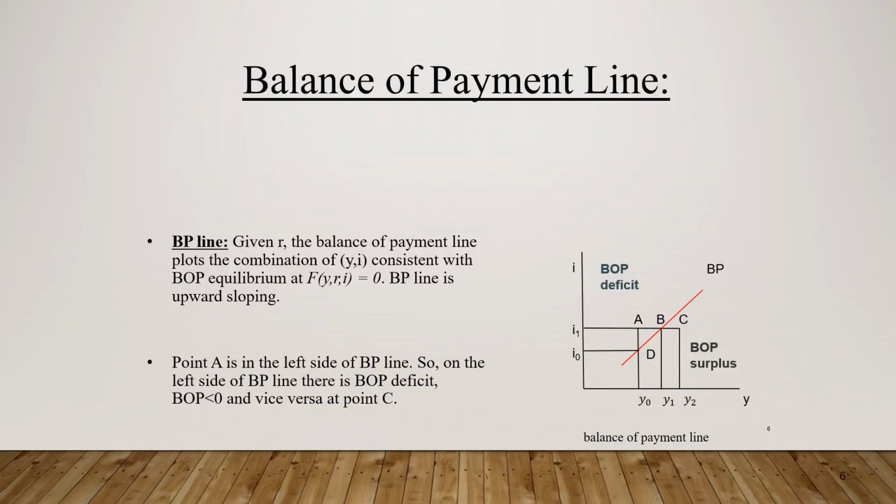Balance of payments line. Given the exchange rate, the balance of payments line plots the combinations of exchange rate and interest rate. Consider BOP equilibrium at f of y, i equal to 0. The BP line is upward sloping. In this graph we see point A is on the left side of the BP line. So on the left side of the BP line there is a BOP deficit, BOP less than 0, and vice versa at point C.